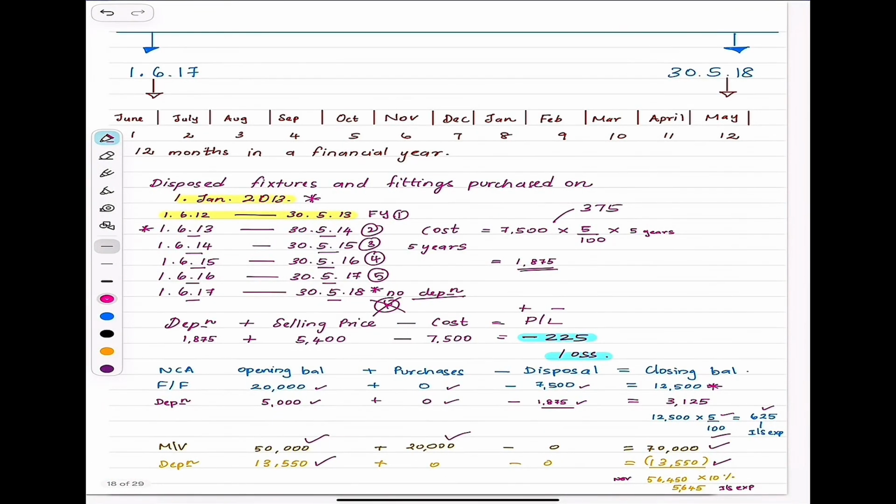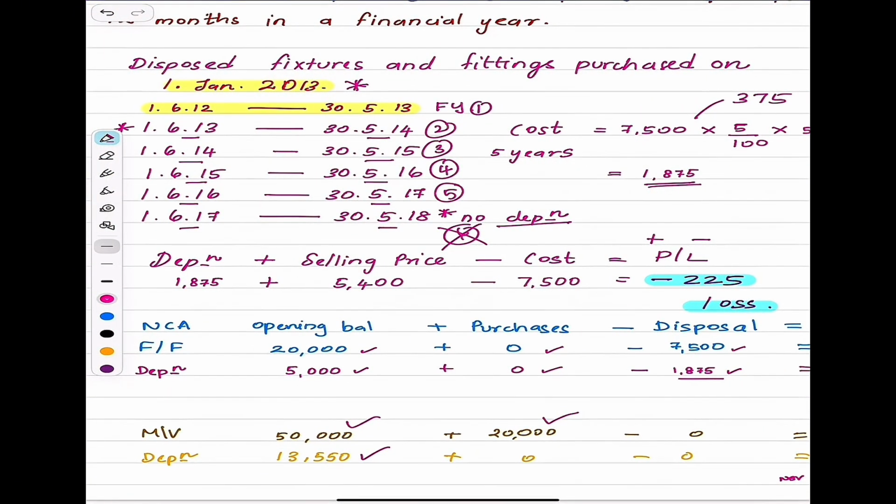Moving on, we still haven't found the profit or loss on disposal. Remember to use this formula in your exam if they didn't ask you to prepare a ledger for disposal. So we calculated depreciation for disposal, which is 1,875. The selling price of the fixture and fitting was 5,400. Take away the cost, which is 7,500. So if you get a minus figure, that should be considered as a loss. If it's a positive figure, it's a profit.